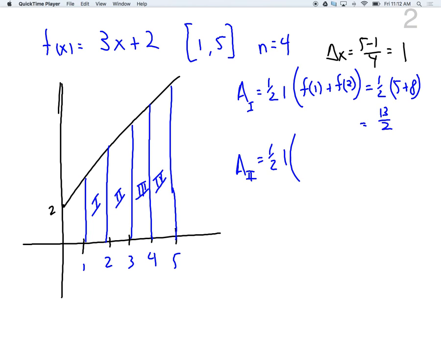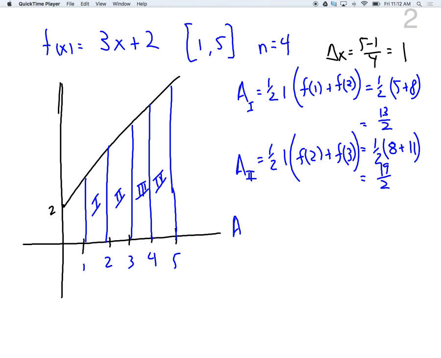1/2 times f of 1. Okay, second one. What's the base 1? Let's do f of 1 first. Oh, sorry. F of 2 plus f of 3, which is 1/2 times f of 2, we already did. That's 8 plus f of 3, which would be 11. And so we get 19 halves.